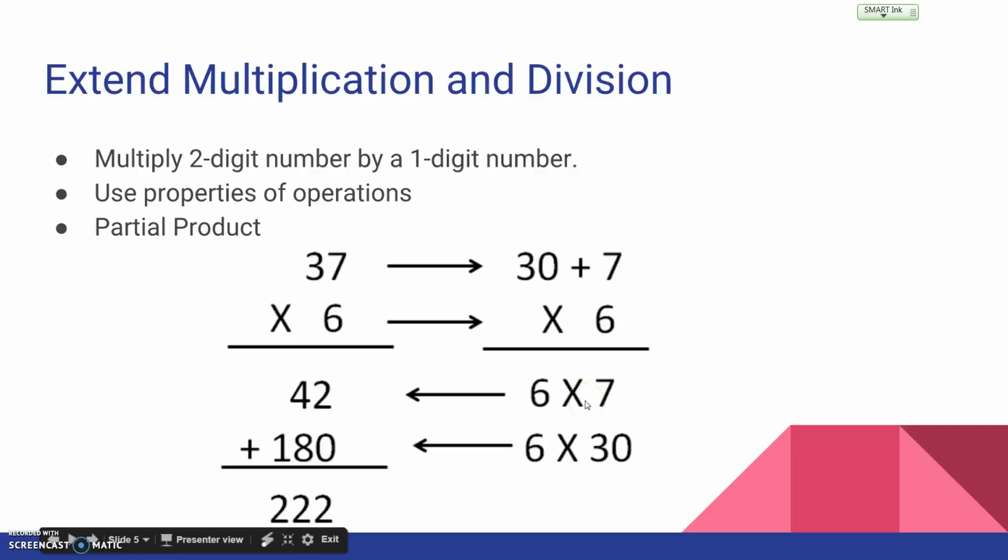6 times 7, or 6 groups of 7, is 42. And 6 groups of 30, or 6 times 30, is 180. So this is a partial product. It's part of the product. 180 is another partial product, part of the product. And then I take these two parts and I combine them, I add them, and then I get 222, which is the actual product. So we call this method the partial product just because we find parts of the product and then we combine them to find the whole product.